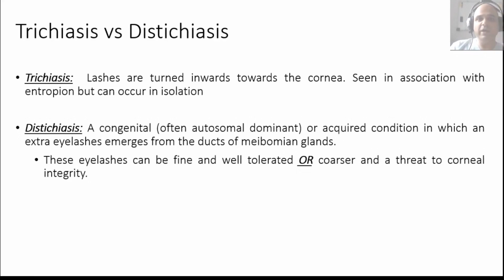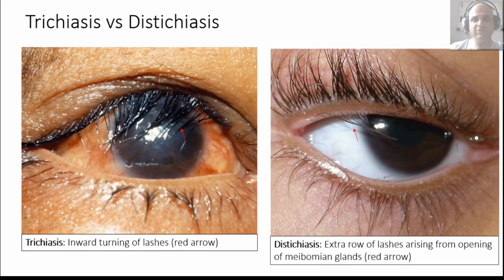It can also be an acquired condition in which you have an extra row of eyelashes emerging from the openings of the meibomian gland. So they're coming out of the posterior lid margin. These lashes can be really fine and produce no symptoms for the patients, or they can be coarse and rough and, in terms of their effects, very much like trichiasis, can cause corneal erosions, ulcers, and even corneal scarring.